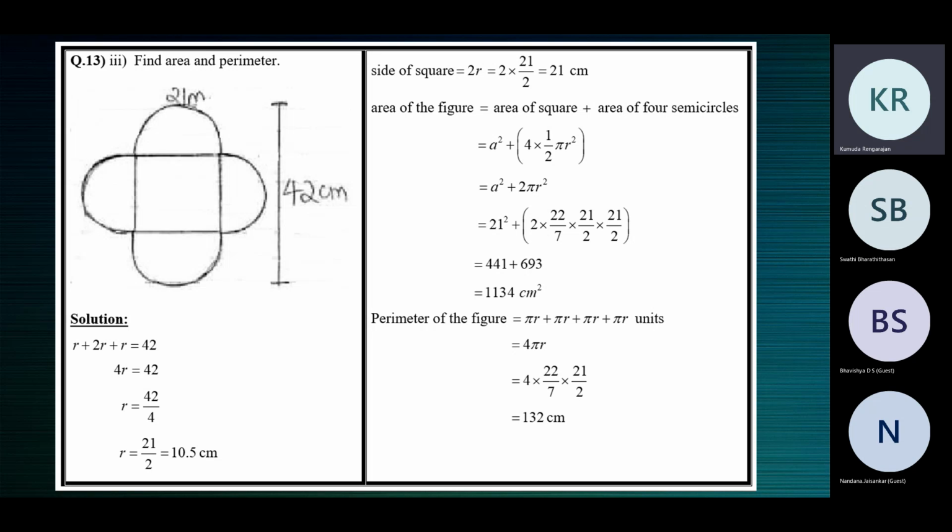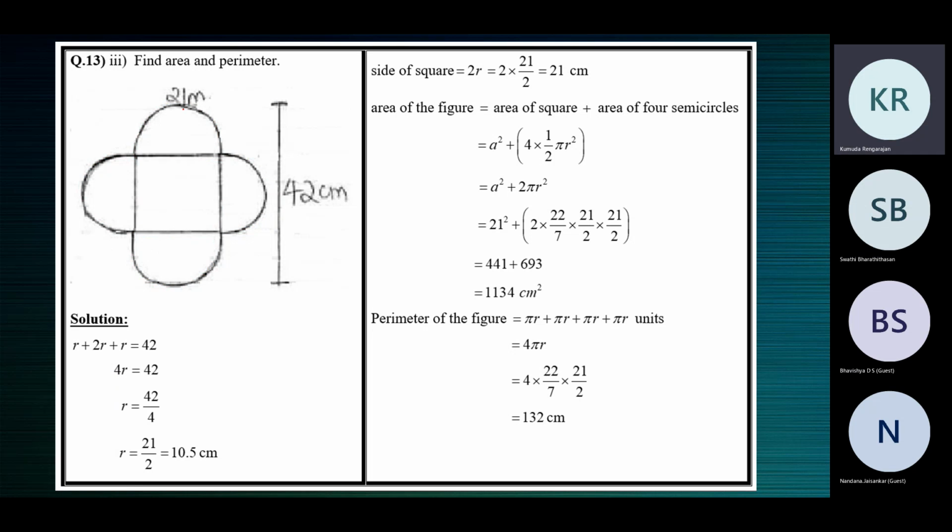Let me just explain what it is. This one is a square. On each side of the square, there's a semicircle. Do we understand, children? In the middle, we have a square, and on each side of the square, there's a semicircle. All right?